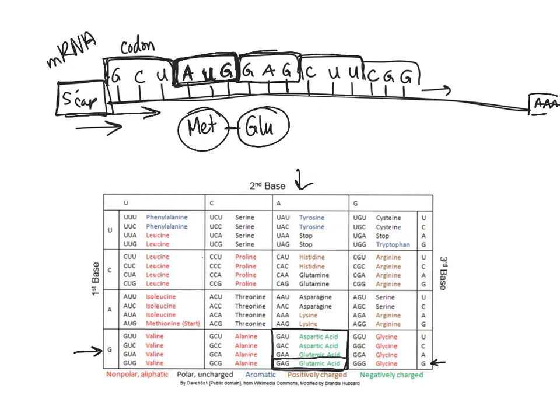Then let's see if you can figure out the next one, CUU. And you need to be able to do this. I will provide you with this table for the questions, but you need to be able to use the table to figure out which codons you're going to be adding. So CUU, leucine. And CGG. Let's do one more. So C, G, and G, arginine.